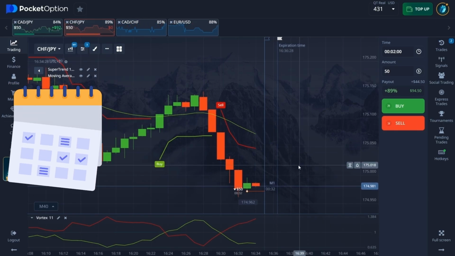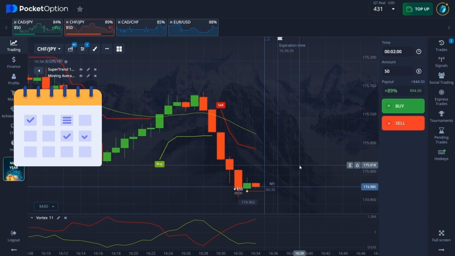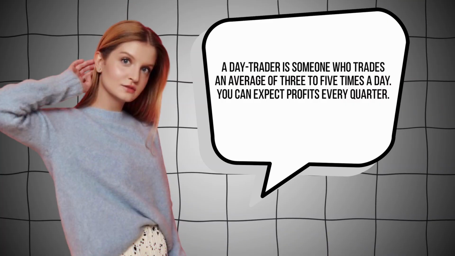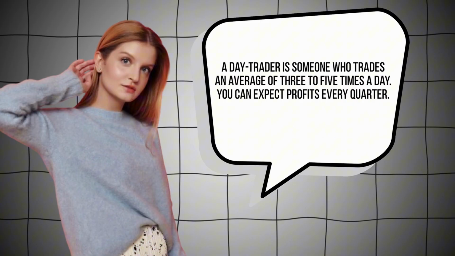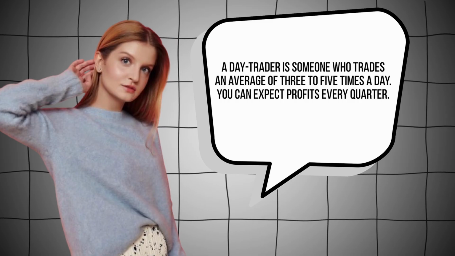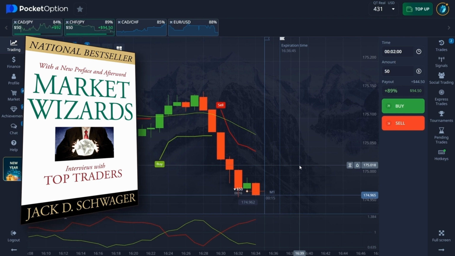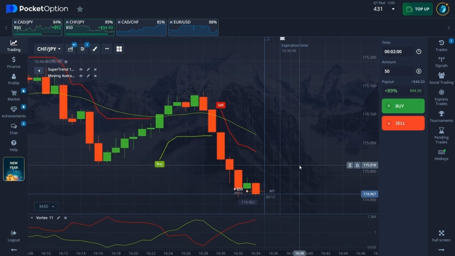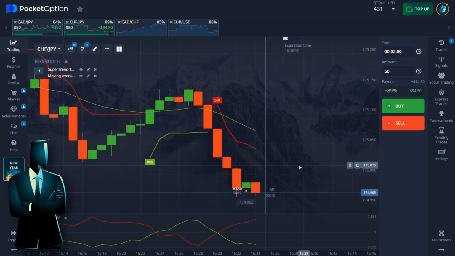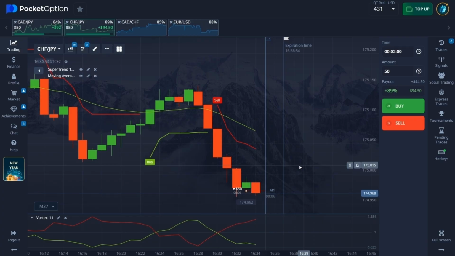That is, if you have a full-time job, some main job, it doesn't make sense for you to be a day trader. A day trader is someone who trades on average 3 to 5 times a day. You can expect profits every quarter. By the way, there is a good book by Jack Schwager, Market Wizards. It contains interviews with successful traders of various trading styles. I recommend reading it so you can learn how to work in the market and choose the trading style that suits you best. Oh, too bad.